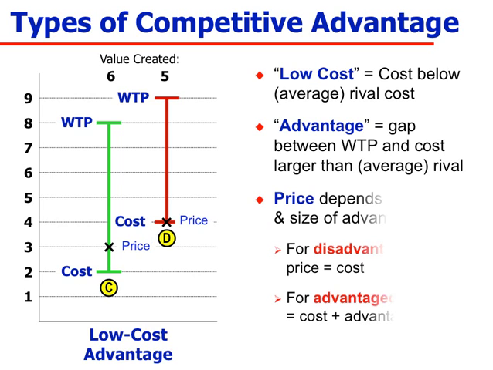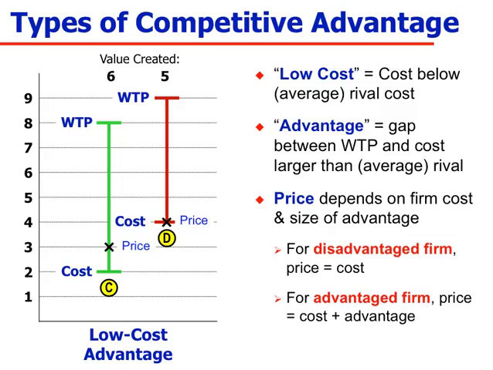And then what happens to price? Remember, the question is asking about relative willingness to pay, relative cost, and relative prices. The price depends on the firm's cost and the size of the advantage. For the disadvantaged firm, the price gets driven down to cost. Firm D has to offer a price equal to cost. For the advantaged firm, the price is going to be the cost plus the advantage. So there's some value captured by firm C because they can price above cost, and how much they can price above cost is exactly equal to the size of their advantage, or their added value, as we will later define it.